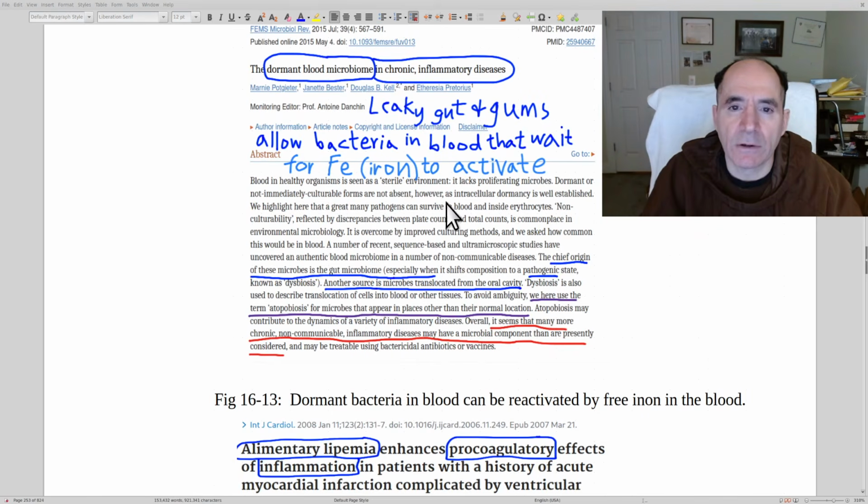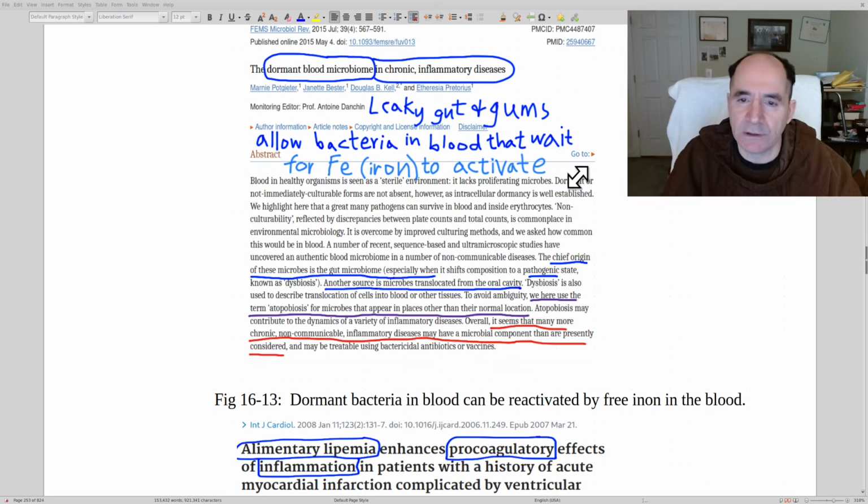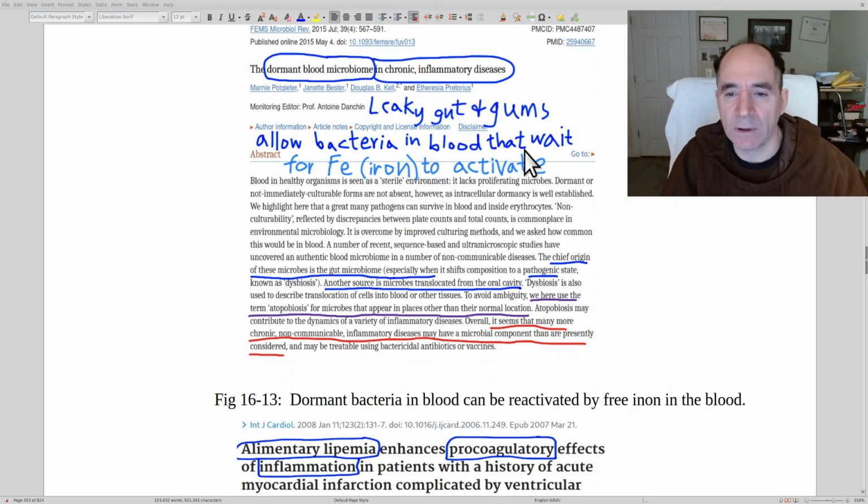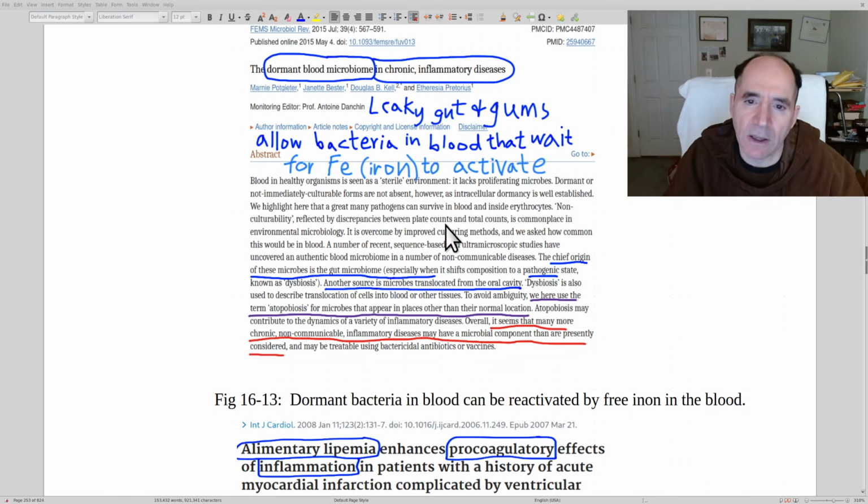Okay, here's another article. This one is dormant blood microbiome. So that's the dormant bacteria in the blood. And if you have an infectious disease person, a friend of yours, tell them to watch this lecture and learn something. Okay, dormant blood microbiome in chronic inflammatory diseases. Leaky gut and gums allow bacteria in the blood. So it's not just leaky gut, it's also leaky gums. You've got to take care of your mouth. Okay, we talked about how to do that. I've got separate lectures on that.